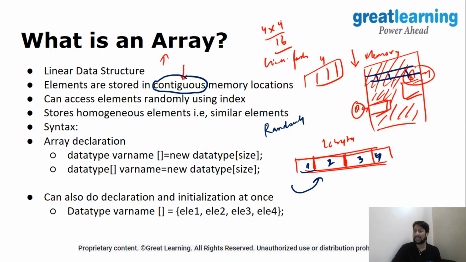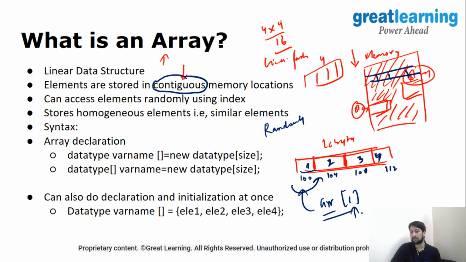Now it is due to the fact that they are stored in a contiguous memory allocation, and you know, if this is 100, this will be 104, and this will be 108, and this will be 112. So now when you have this array available, the name of the array represents its base address. When you talk about ARR of 1, this is the base address plus 1. This 1 is related to the size of integer. So this means 100 plus 4.